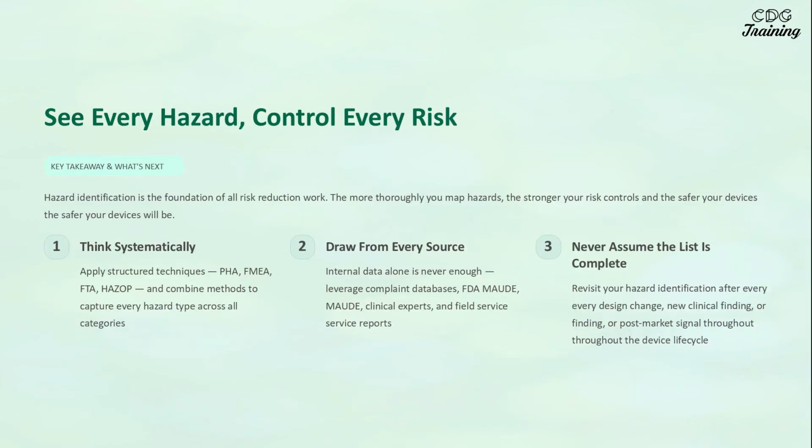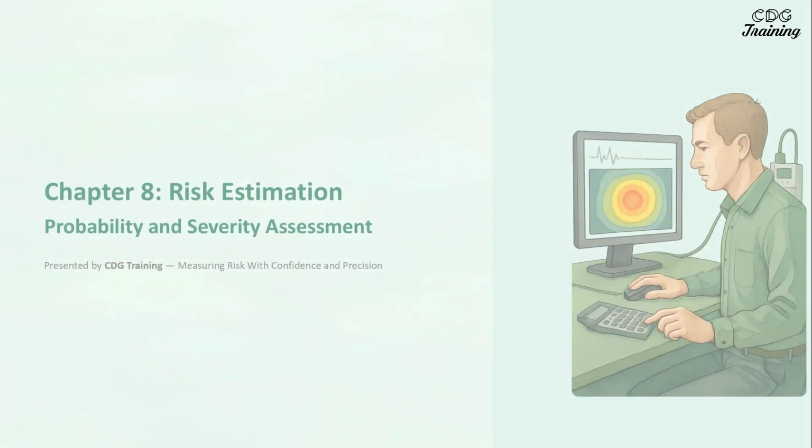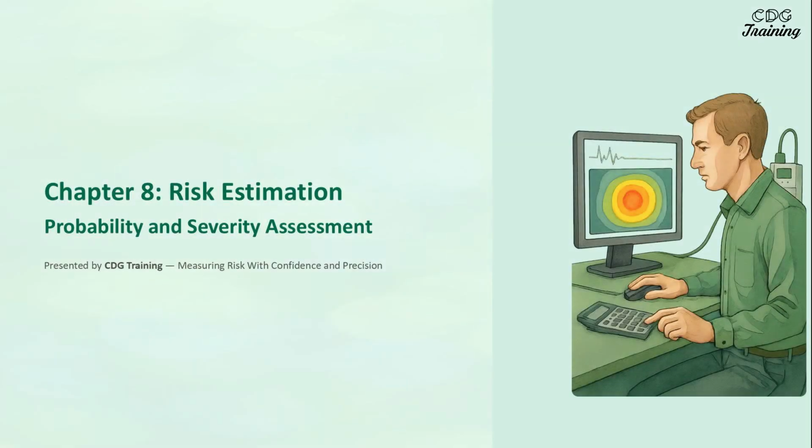Hazard identification is the foundation of risk reduction. By thinking systematically and drawing from every source, you ensure the safety of your devices throughout their lifecycle. Welcome to Chapter 8, Risk Estimation, where we delve into the probability and severity assessment of risks. This chapter is all about measuring risk with confidence and precision.